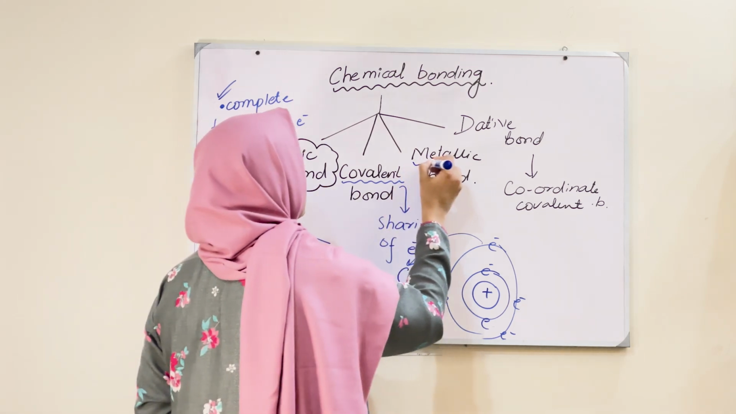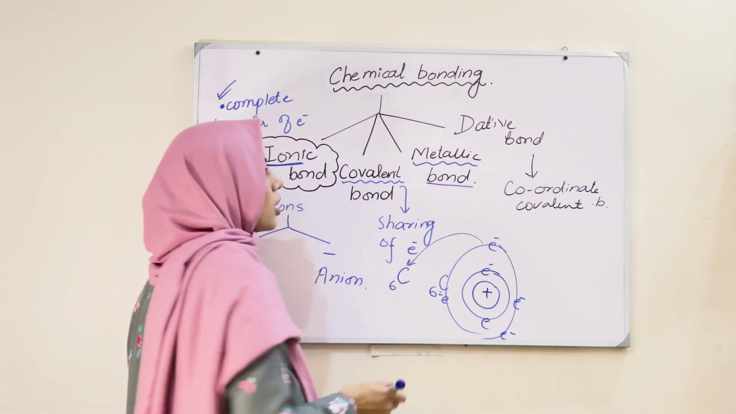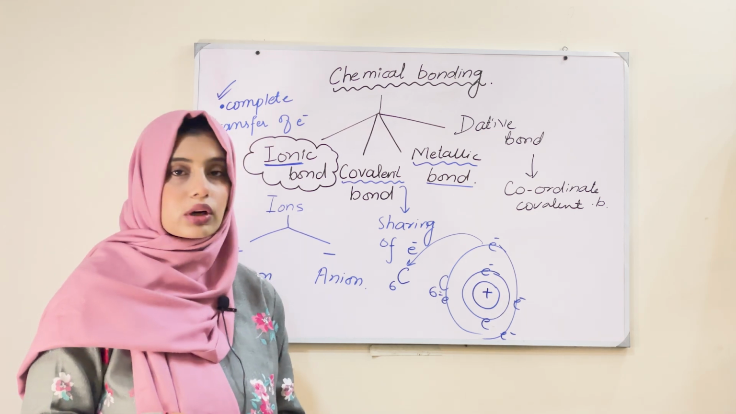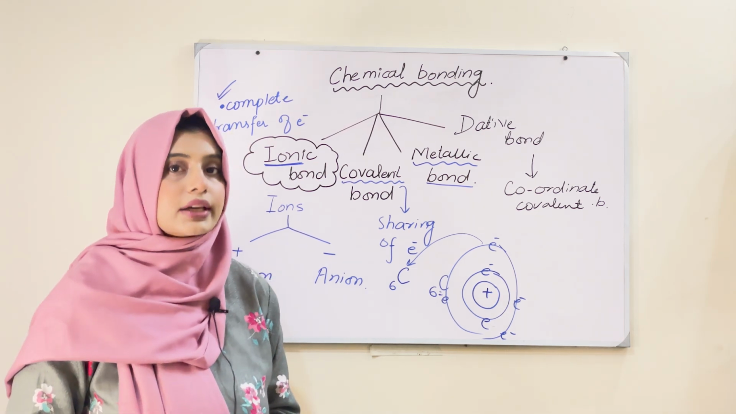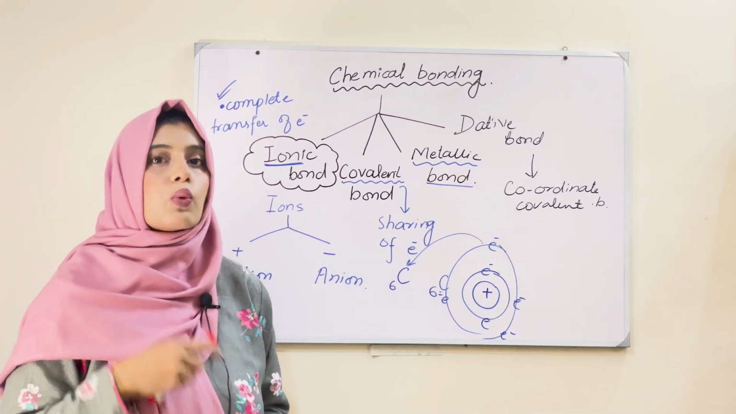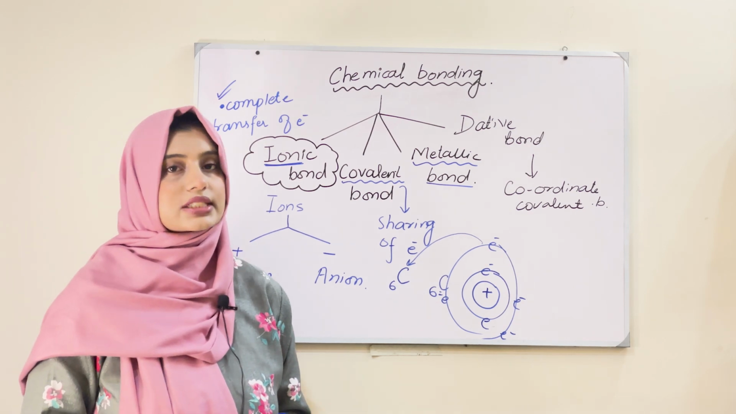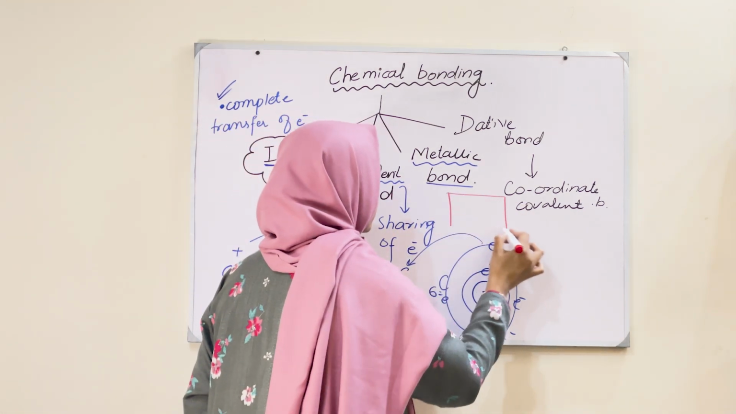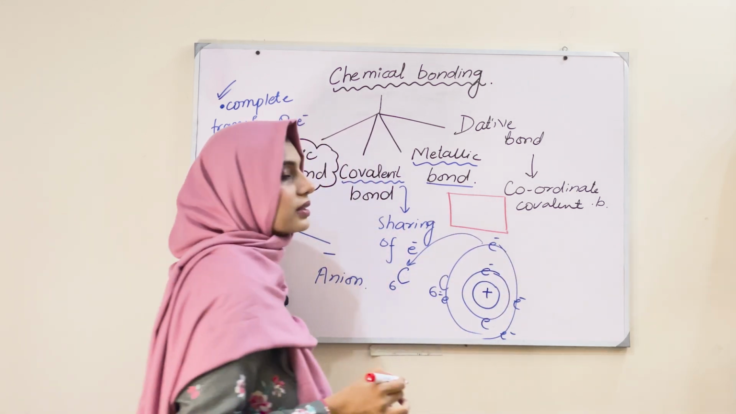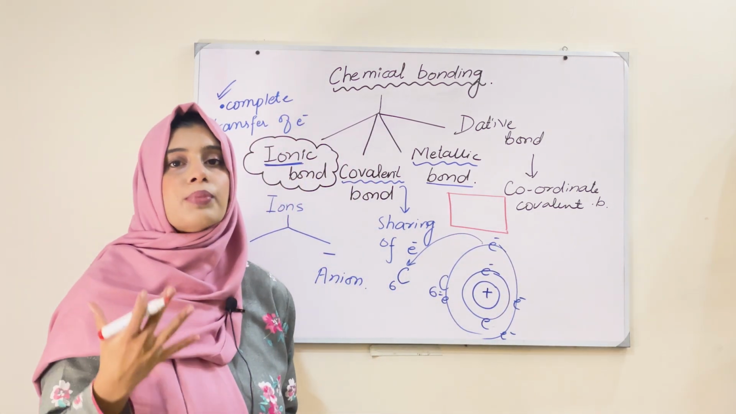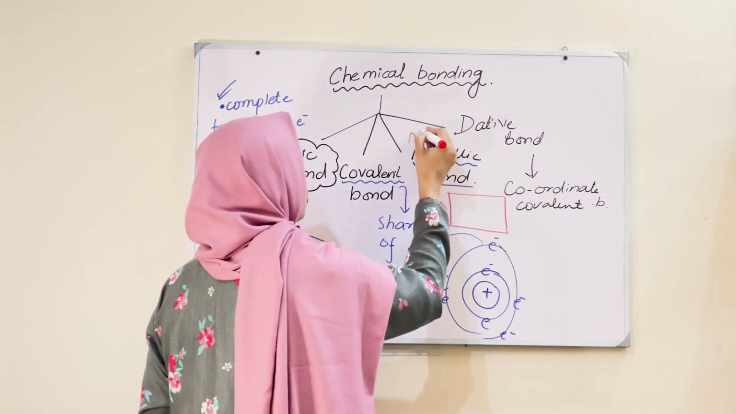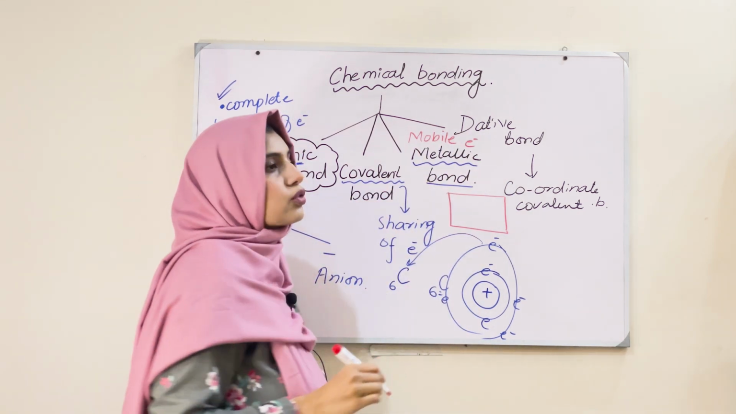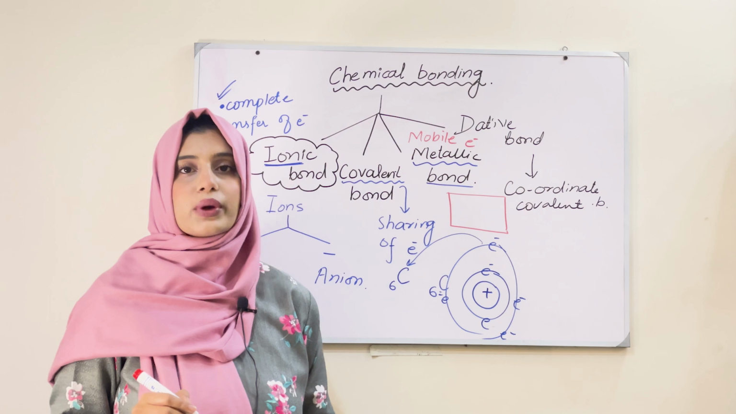Next we have metallic bonding. We all are familiar with the metals. If I talk about metals, metals are very good conductors of heat and electricity. Why are they good conductors of heat and electricity? Because in metal, for example, this is the surface of metal. Metals have so many mobile electrons. Mobile electrons means freely moving electrons.